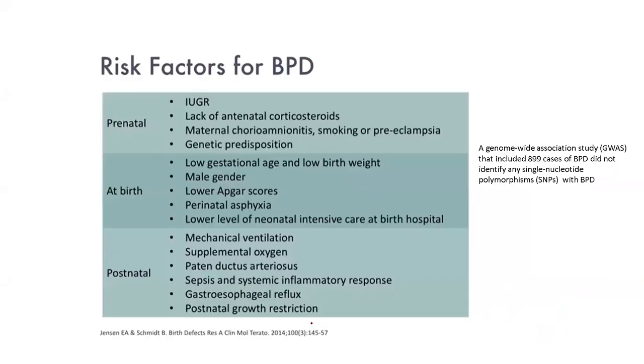So back to the factors of bronchopulmonary dysplasia. Prenatal factors: IUGR, that's proven as a factor, lack of maternal steroids or antenatal corticosteroid use. Chorioamnionitis, although it's mentioned as a factor, there's no clear link between maternal chorioamnionitis and bronchopulmonary dysplasia. Until this time, there's no clear evidence that maternal chorioamnionitis causes it. Smoking, preeclampsia. Also, although genetic predisposition is considered a factor, when they did a genome-wide study including almost 900 cases of bronchopulmonary dysplasia, none of them had any single nucleotide polymorphism identified in all cases. So there's no clear link between bronchopulmonary dysplasia and genetics.